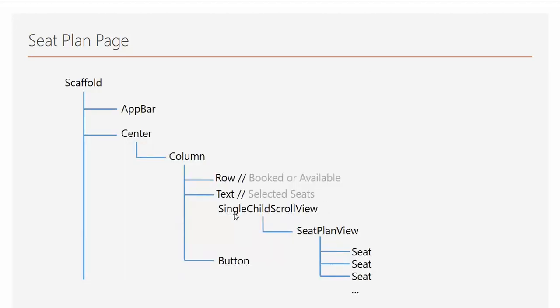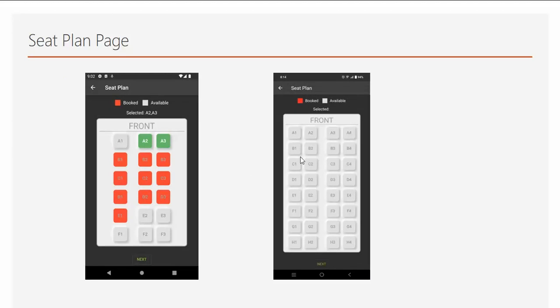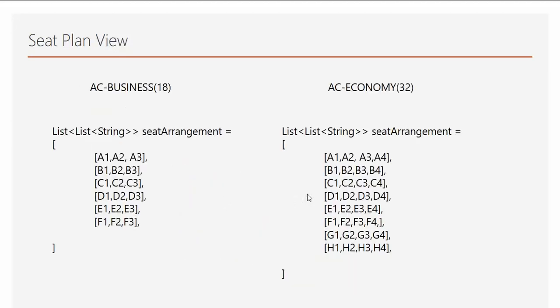Inside this single child scroll view, we will have a seat plan view, and the seat plan view will consist of seat widgets. That means each of these is a seat widget. Simply, we can achieve this by taking a list of strings, and we will construct this list for AC business and economy and the non-AC type by creating this list dynamically. So we actually need two for loops. The outer for loop will define the rows, and the inner for loop will define the columns.